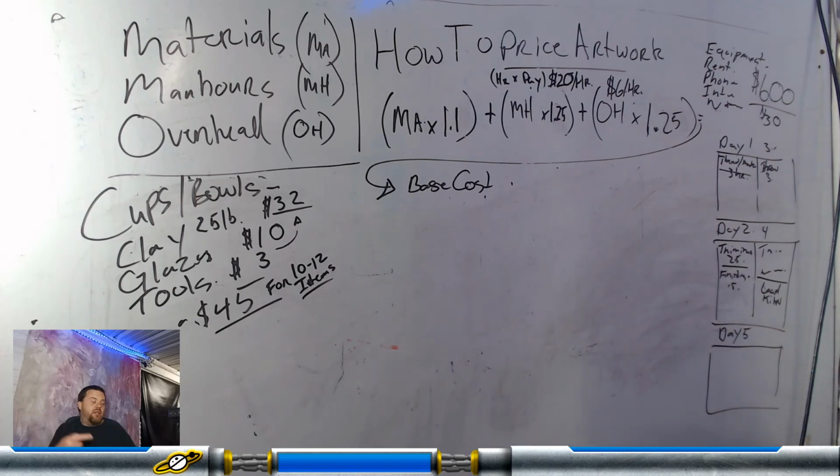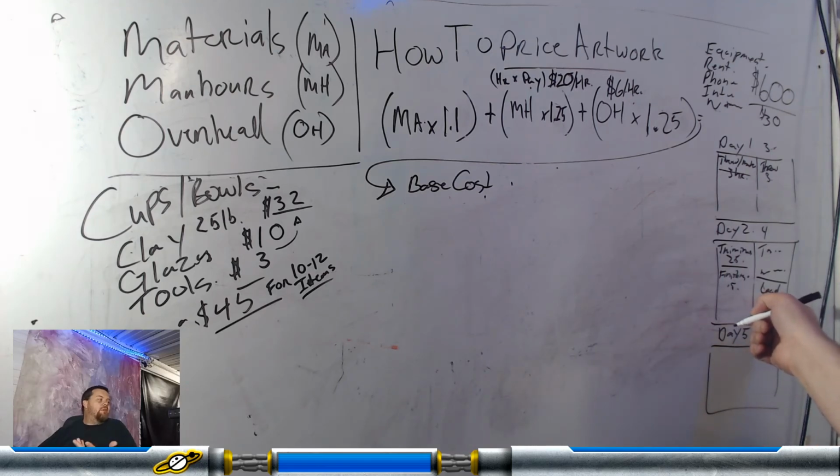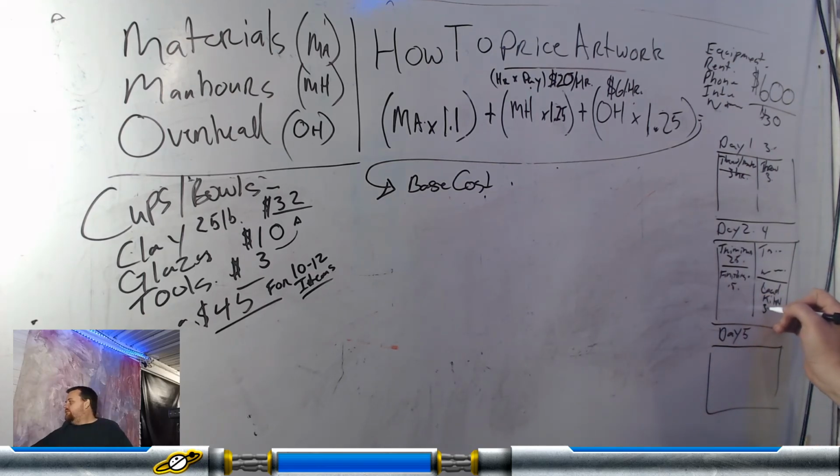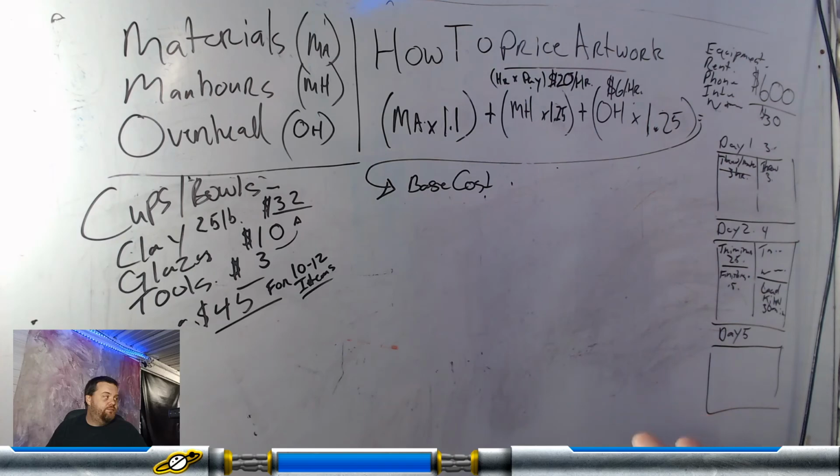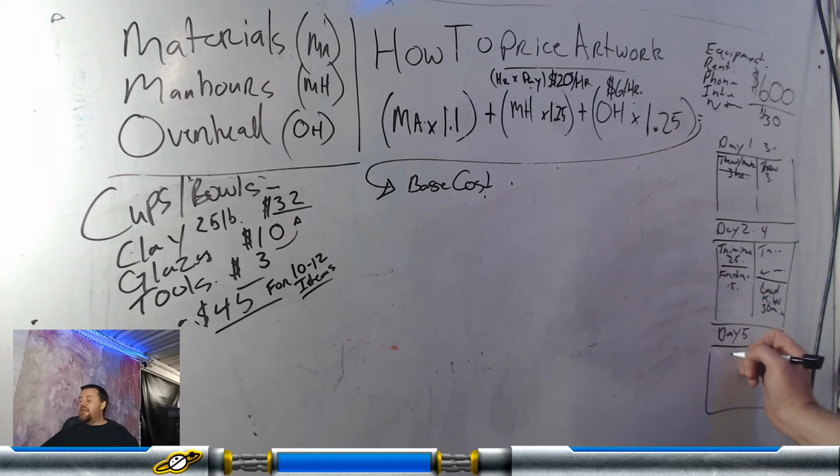We're going to stick it in the kiln. We're going to let it dry out. This is going to be for the bisque kiln. Loading the kiln for a bisque kiln is probably going to take me 30 minutes. So, here we have that time already accounted for. Day number 5. This is where we're going to go ahead and fire the kiln.